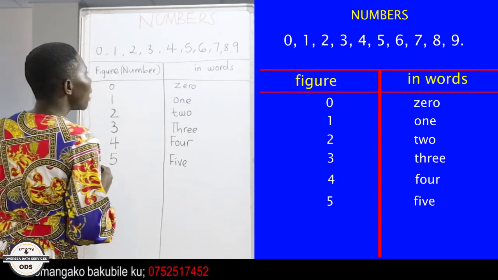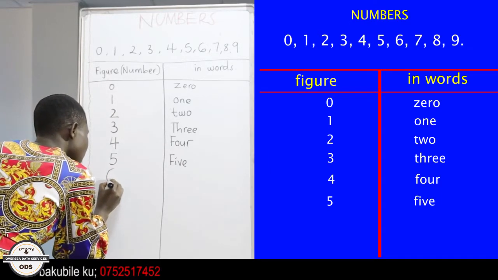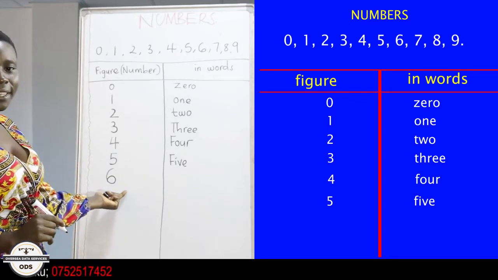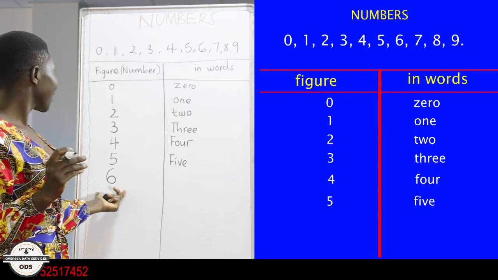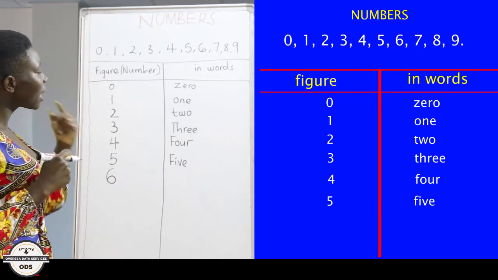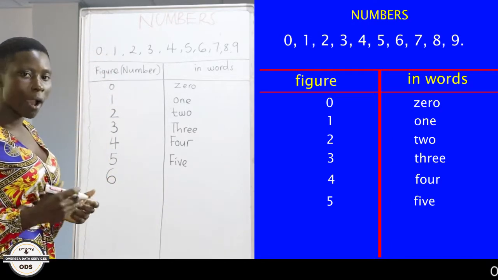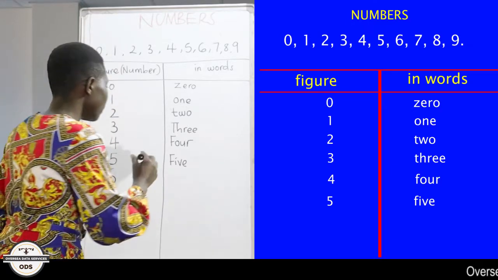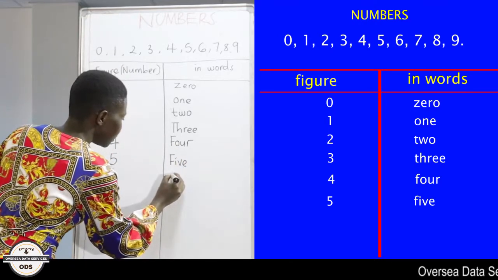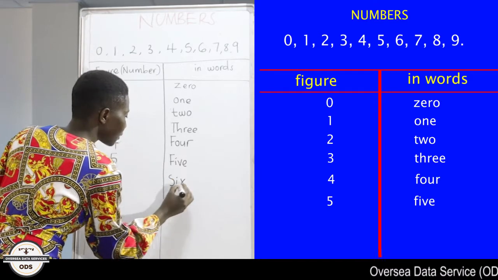We have 6. That is the way we write it. 6 in figures. In numbers we write six like this. Now how do we write 6 in words? We write 6 in words. This is the word six here. It is S-I-X.